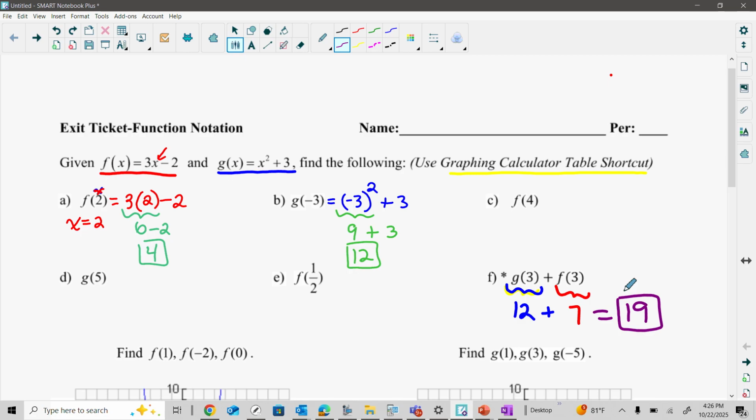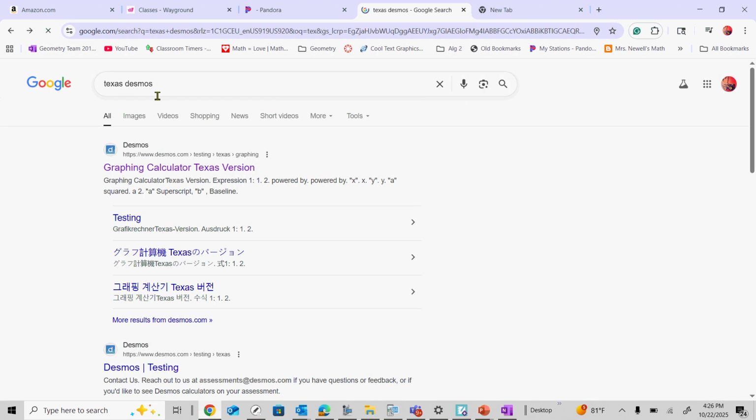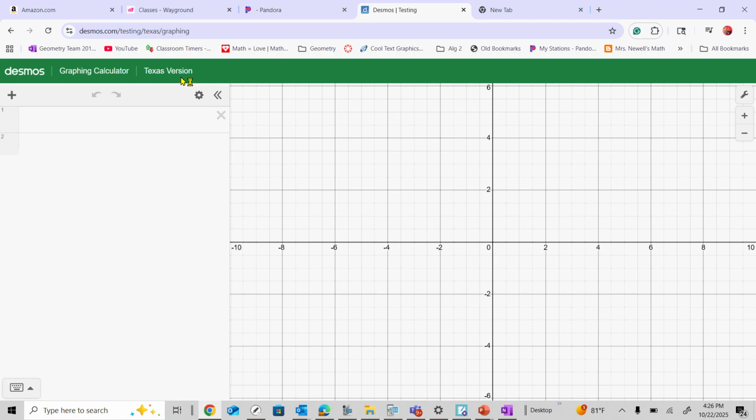Now, I do want to recap for you real quick what to do if you did not have the calculator we use or the cell phone app, but you do have a laptop. So if you were to go to, I'll go back one. If you just search Texas Desmos, okay, and then pick this first graphing calculator Texas version. It should say Texas version. It should be green here. So I could put my equation in here in this line, like I'm doing y equals, let's say the x squared.